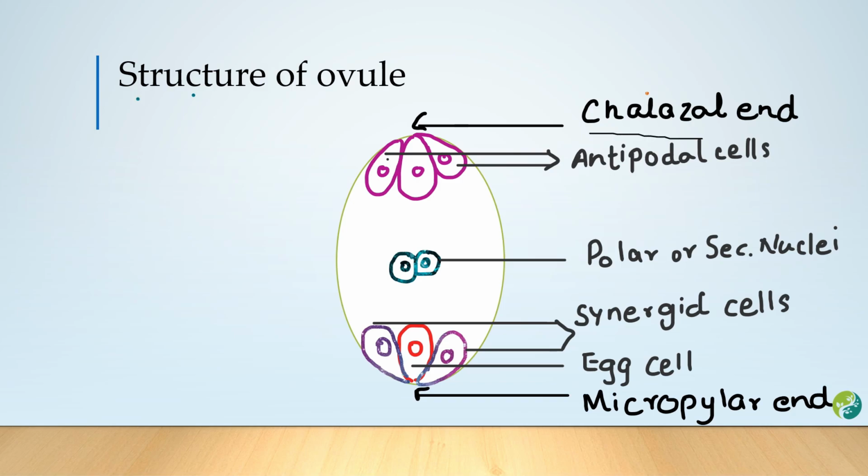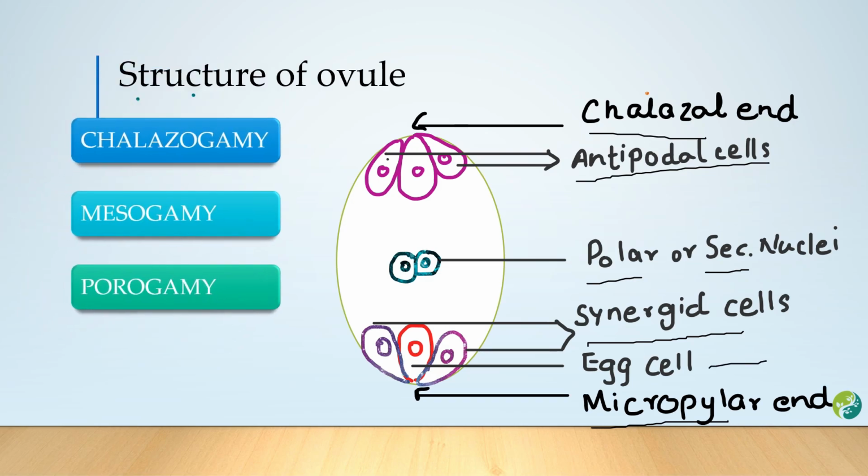Here is the chalazal end and at the bottom here is the micropylar end. There are three cells present near the chalazal end, which are the antipodal cells. In the middle there are two cells which are known as the polar or secondary nuclei. At the micropylar end there are three cells, in which two are synergid cells and the one present in the middle is known as the egg cell.